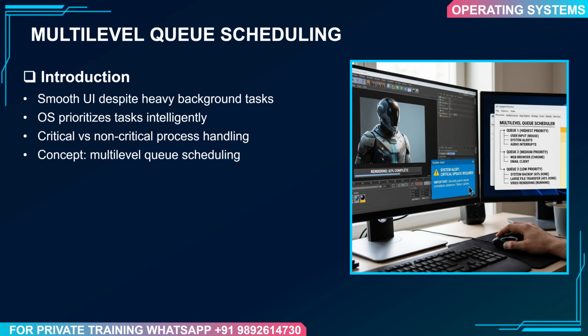The operating system is deliberately prioritizing certain tasks over others. It understands that some processes need immediate attention, while others can continue quietly without affecting your experience. This smart grouping and prioritization of tasks is what we call multi-level queue scheduling.